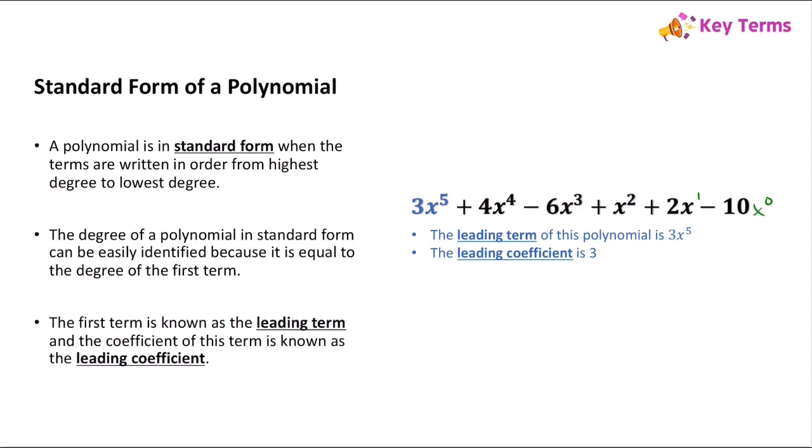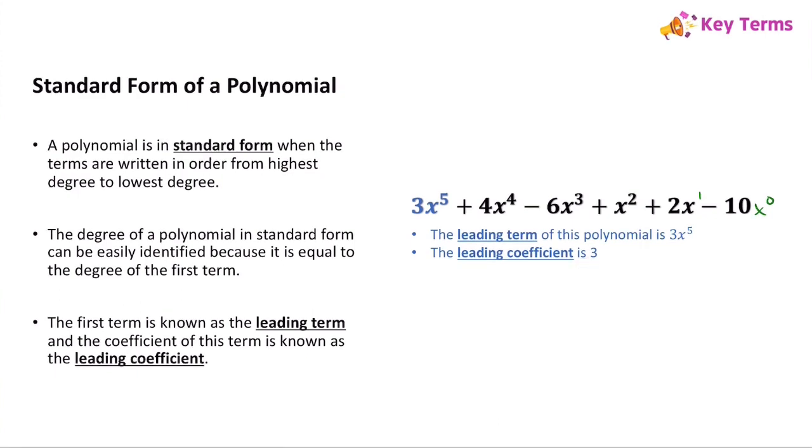So the degree of a polynomial in standard form can be easily identified because you just have to look at the first term, right? So we don't have to dig through and figure out all the degrees. We can just say this is a fifth degree polynomial. So the first term, when a polynomial is written in standard form, will be known as the leading term. Okay, so in this polynomial, the leading term is 3x to the fifth, and then the coefficient of that leading term will be known as the leading coefficient. Okay, the leading coefficient of this polynomial is 3.